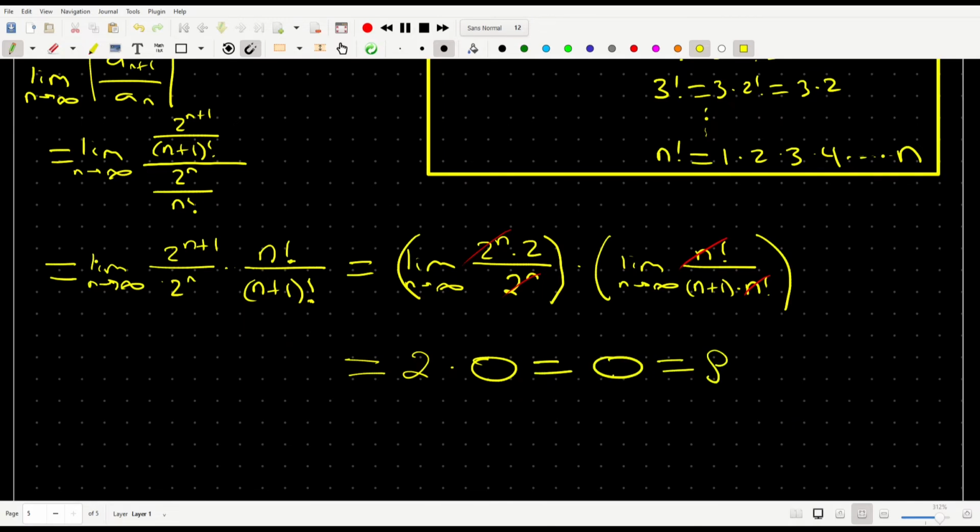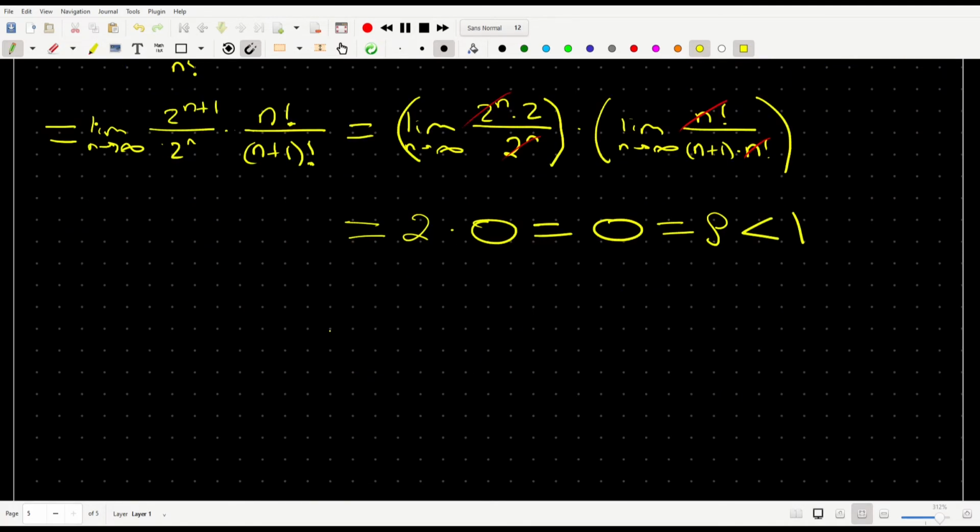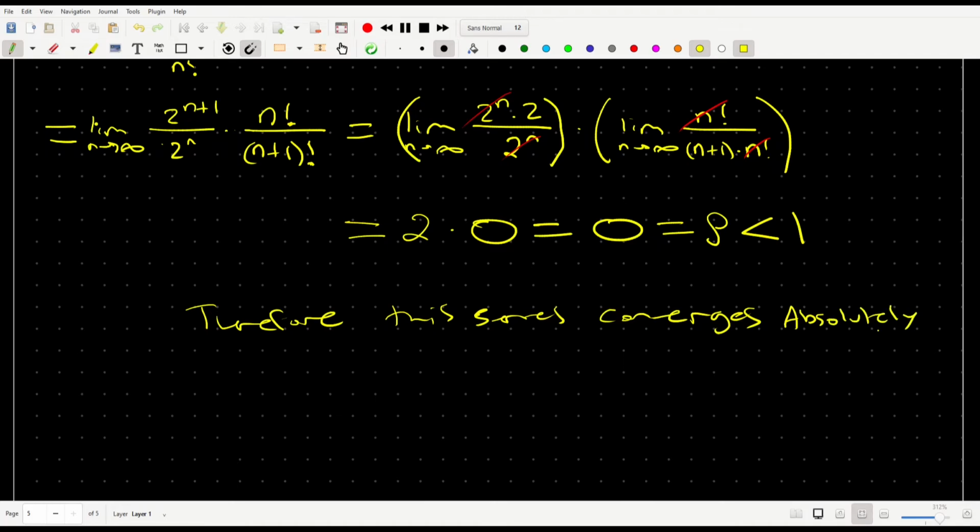So our rho value for this ratio test is 0, which is less than 1. And therefore we conclude that by the ratio test, this series that we started with converges absolutely. Which is very cool.